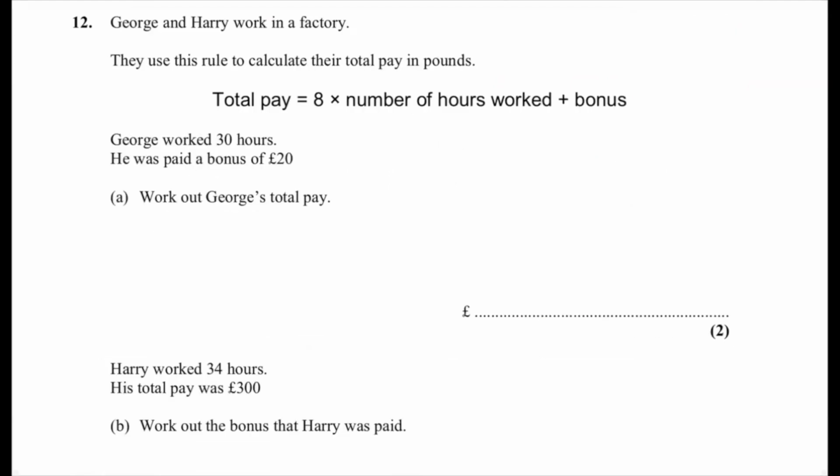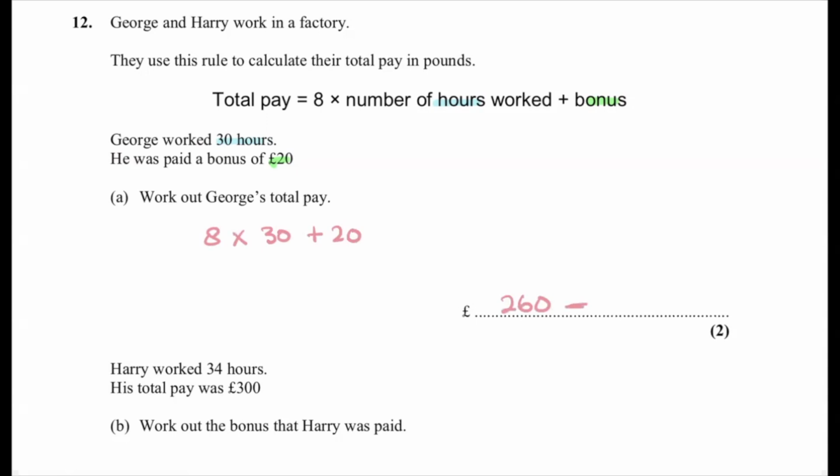Right, question 12. George and Harry work in a factory, and we've been given a rule that shows how their pay is calculated. Now, George worked 30 hours, and he was paid a bonus of 20. So we've got our 30 hours, and our hours is here in our formula. And then we've got our £20 bonus. So what we're going to write is 8 times hours first, and then add in your bonus. Pop that into your calculator, and you've got £260.